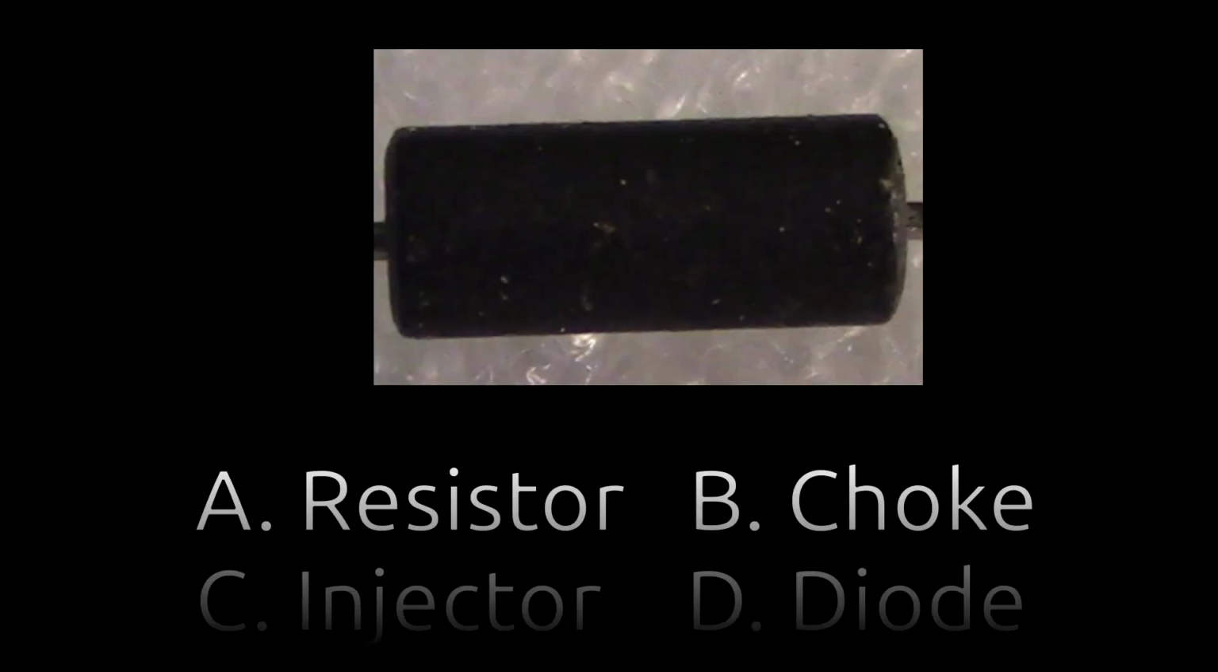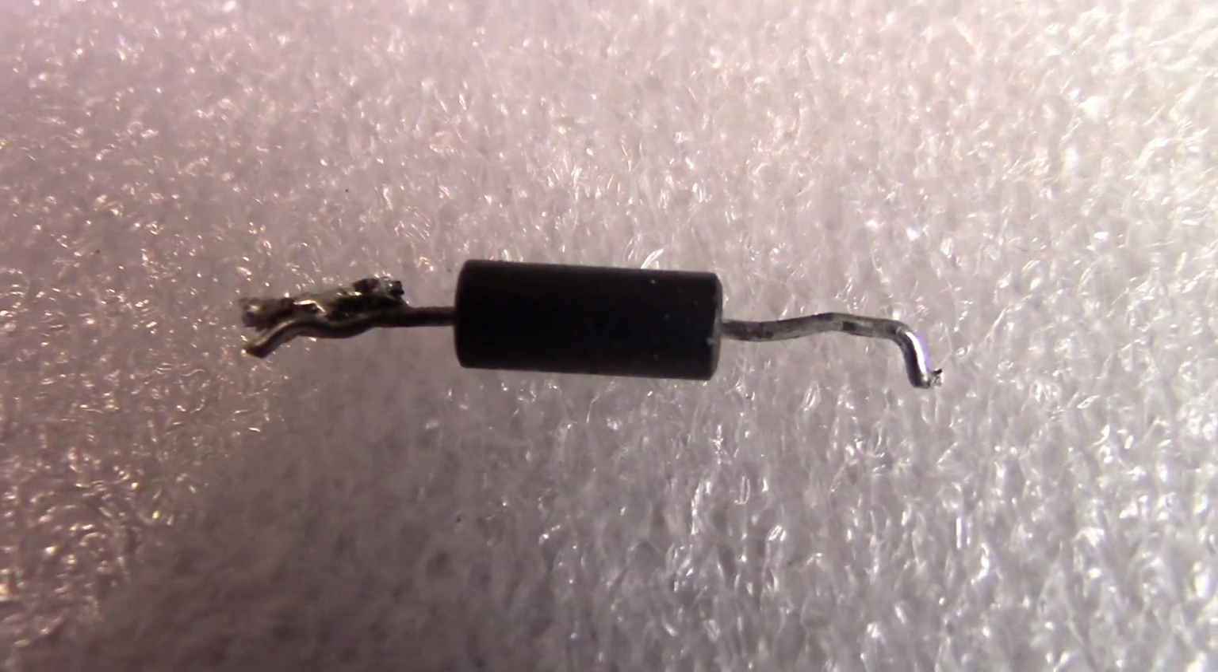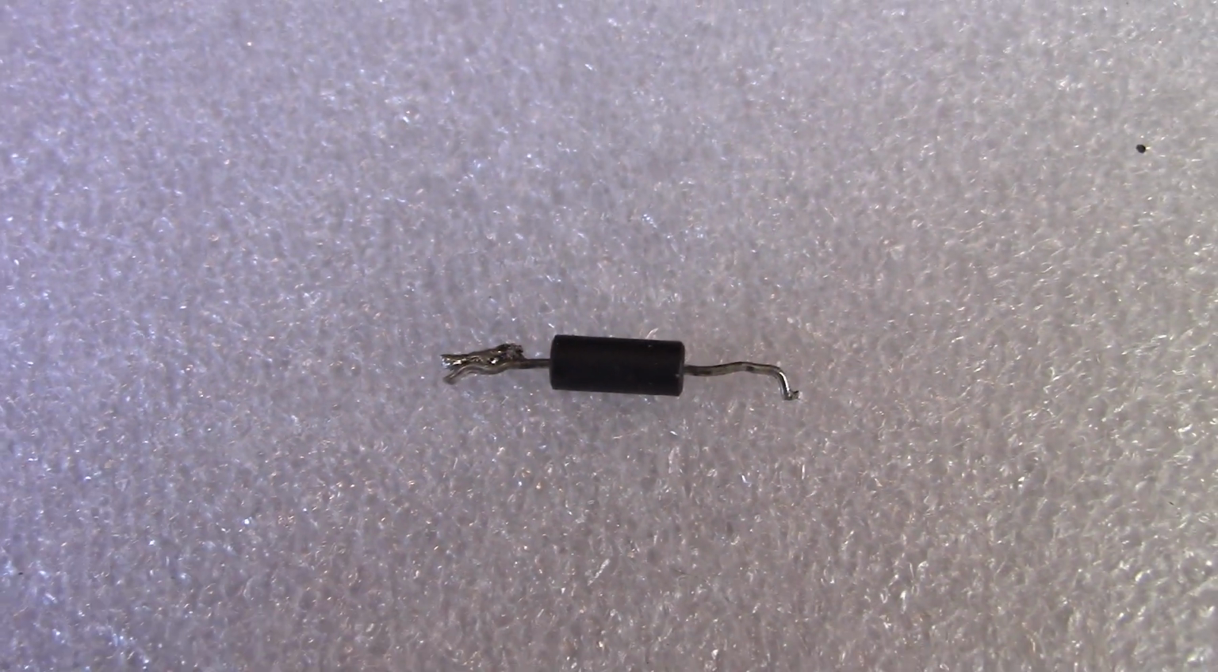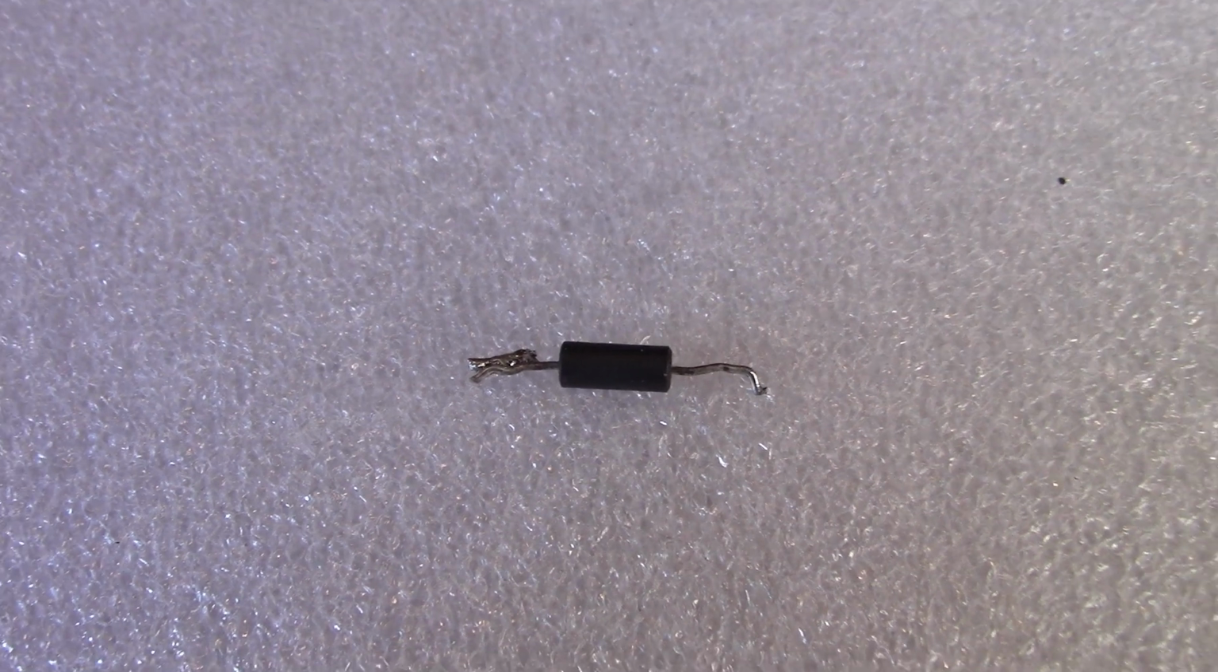And the last question may be the most difficult. Is this A, a resistor, B, a choke, C, an injector, or D, a diode? And the last one, for a possible 10 out of 10 score, was a choke. These are usually in radio frequency stages of radios and similar.